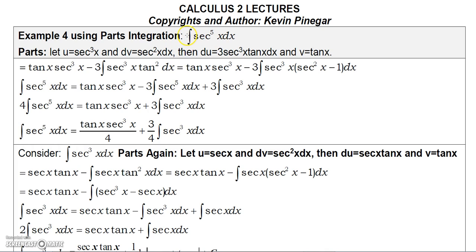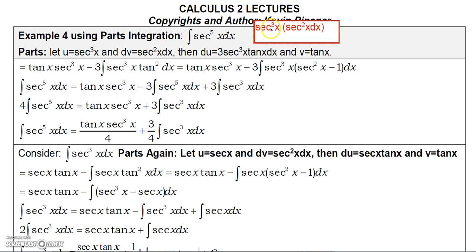Okay, so what I'm going to do here is use parts integration. Let me show you how I'm going to rewrite that. Let me add a little something here for you. I want you to think of secant to the 5th power of x as secant of x cubed times secant of x squared, and then of course the dx. That way you can see how I'm going to break this up.